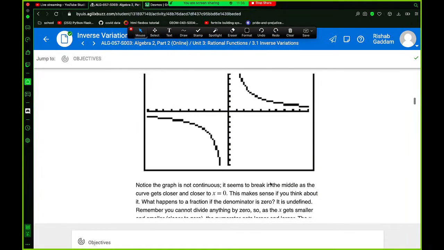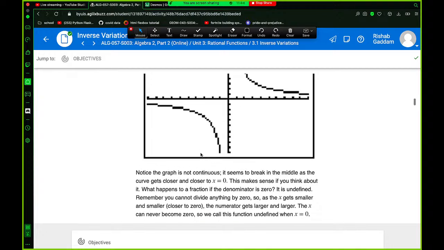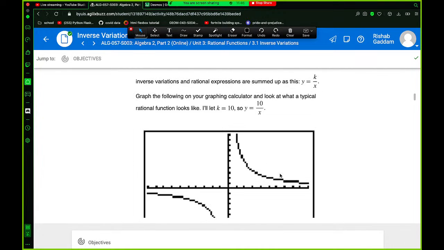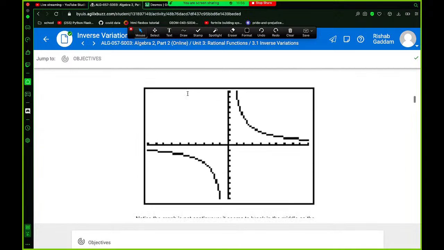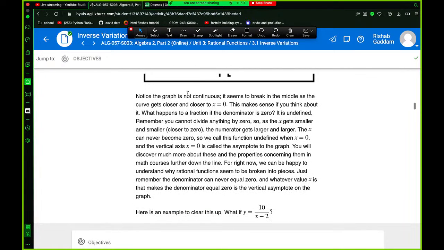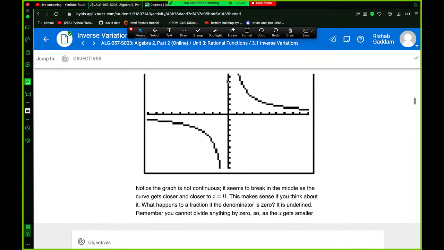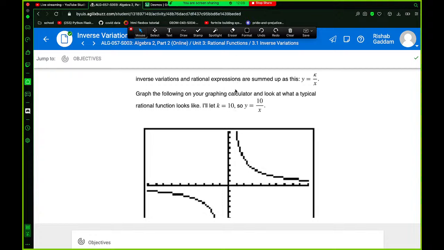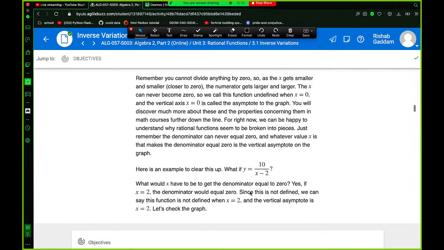So the place where it never touches is called an asymptote. An asymptote is a place where the graph tries to reach it, but it never can. It just goes closer and closer, and the distance between the asymptote and the graph gets infinitesimally small as you go along the axis.